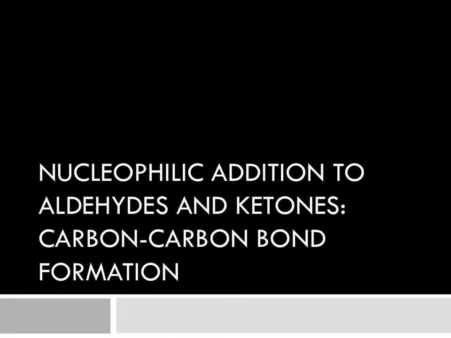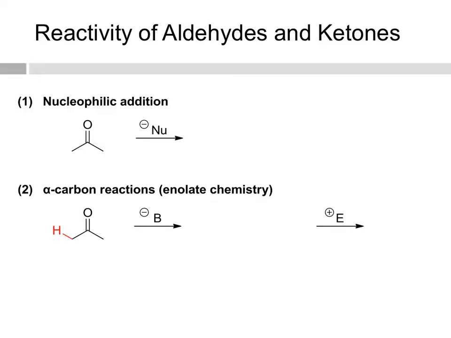This lecture is about the nucleophilic addition to aldehydes and ketones, particularly carbon-carbon bond-forming reactions. Aldehydes and ketones have two types of reactivity. The first is based on the electrophilicity of this carbonyl carbon, and so it can undergo nucleophilic addition at the carbonyl carbon. It forms a tetrahedral intermediate, which upon workup gives the protonated alcohol.